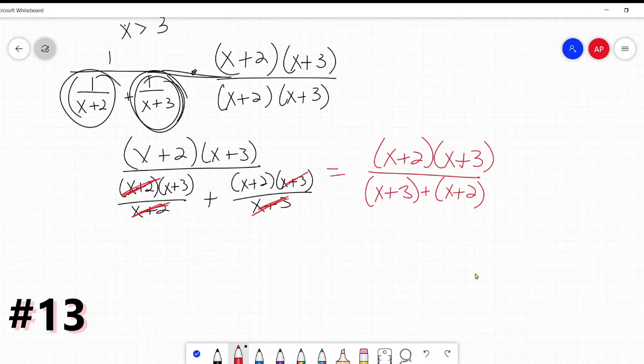Okay. So on the bottom, I'm going to combine like terms. I can combine the x's to give me 2x. I can combine the 3 and the 2. I'm just adding together, not multiplying. 3 plus 2 is 5.